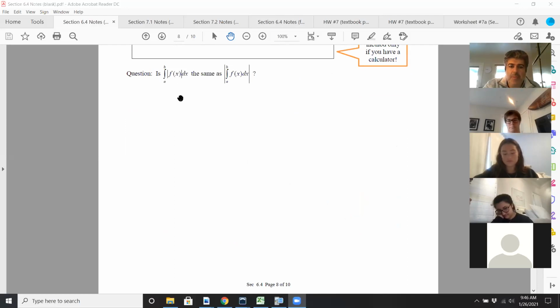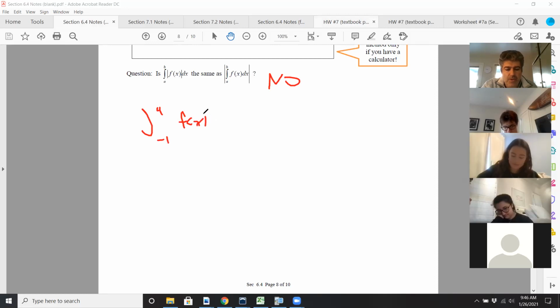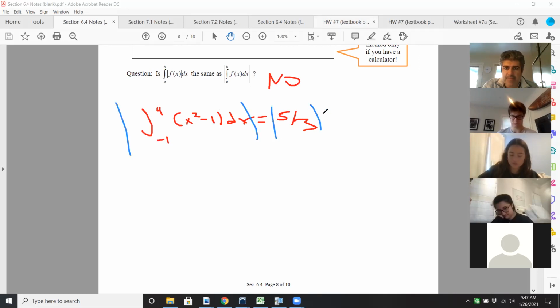Will this be the same? If I do the absolute value of the integral from A to B of f of x, will it be the same as doing the absolute value inside the integral? This is a common misconception. The answer is no. They're not the same. I'll give you a quick example of why. Remember what we just did: from -1 to 4 of f of x dx, where f of x is x squared minus 1. If you just did that, you got 5/3. So if I do an absolute value around that whole thing, I get 5/3.